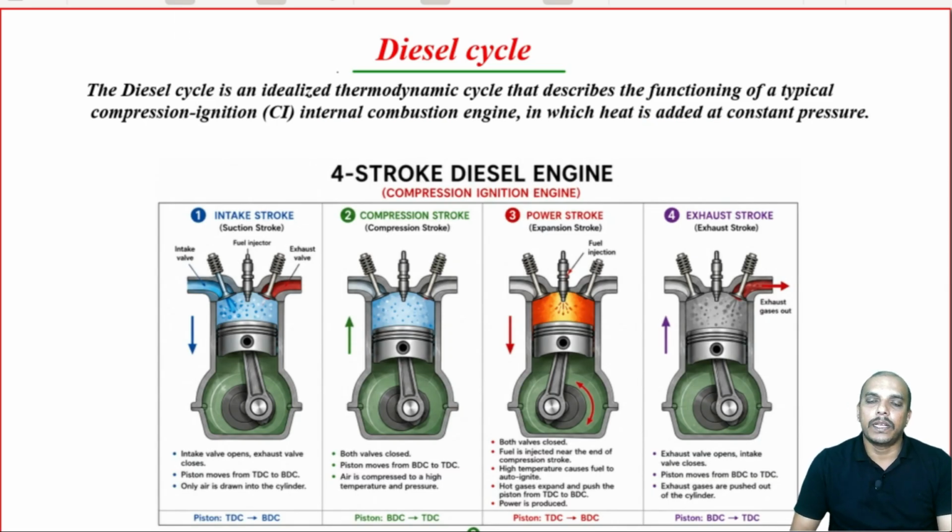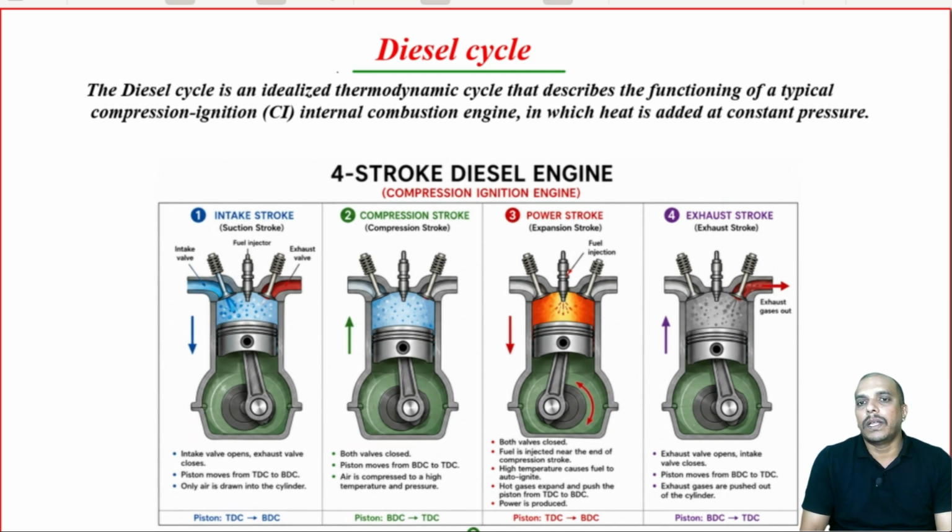In this video, let us talk about the diesel cycle. Now, the diesel cycle is an idealized thermodynamic cycle that describes the function of a typical compression ignition internal combustion engine in which heat is added at constant pressure. And obviously, the fuel which we are talking about here is diesel.